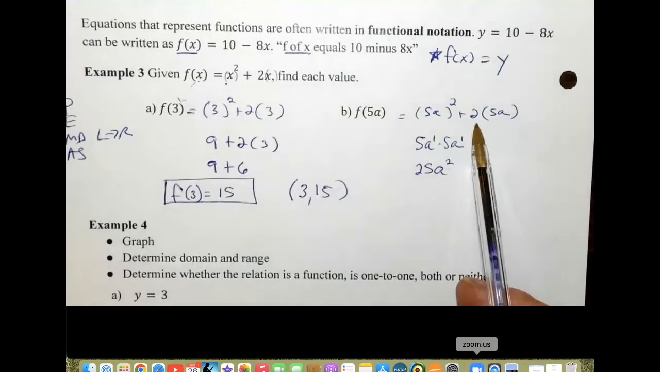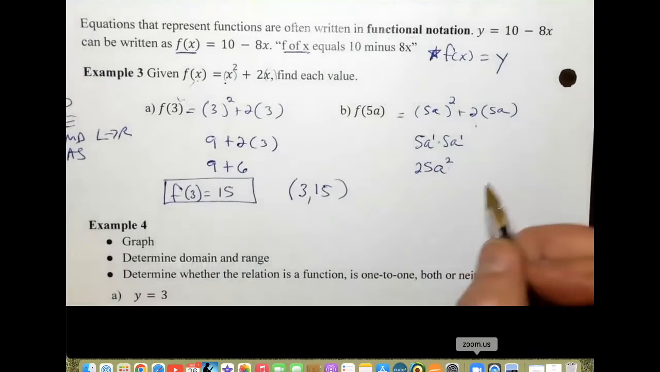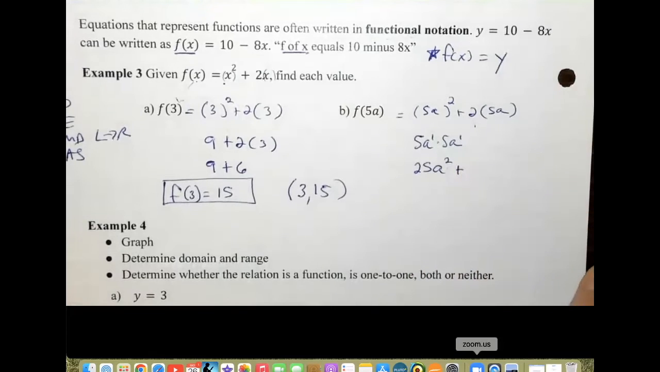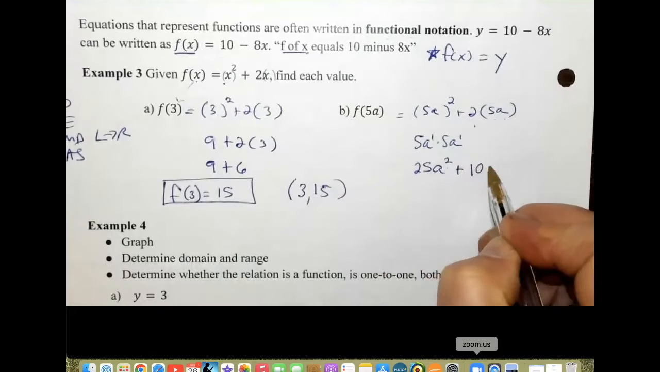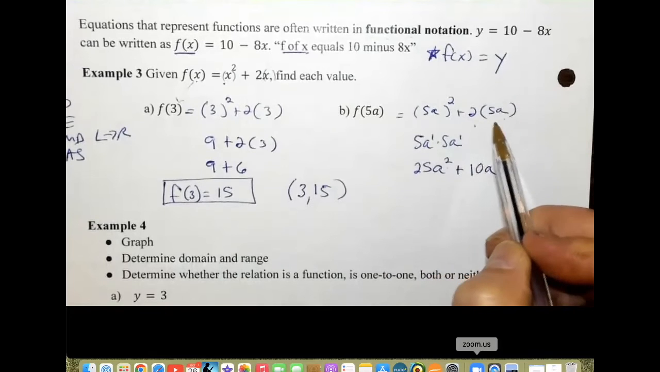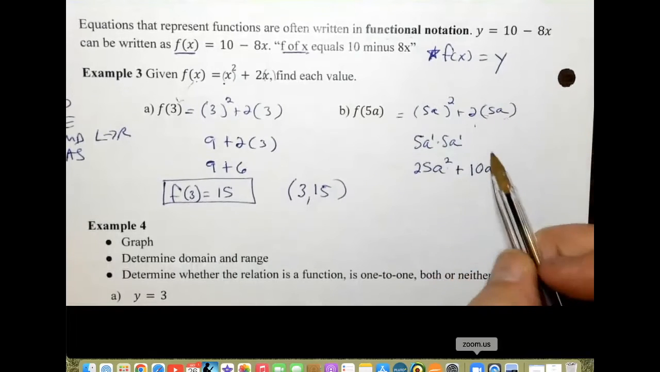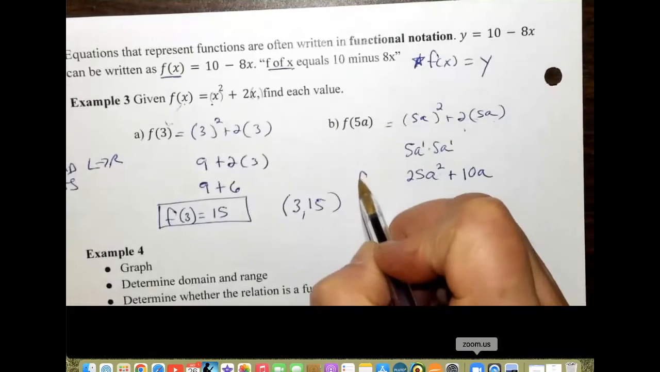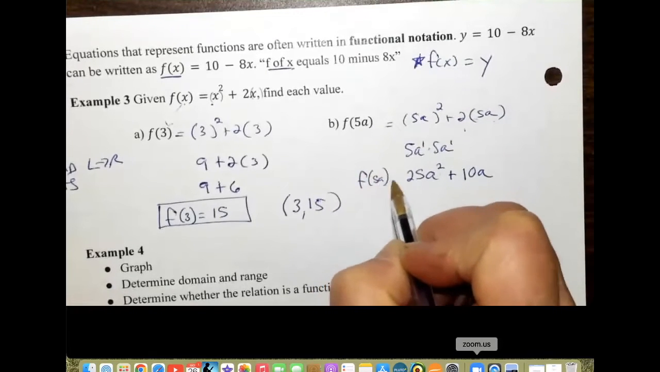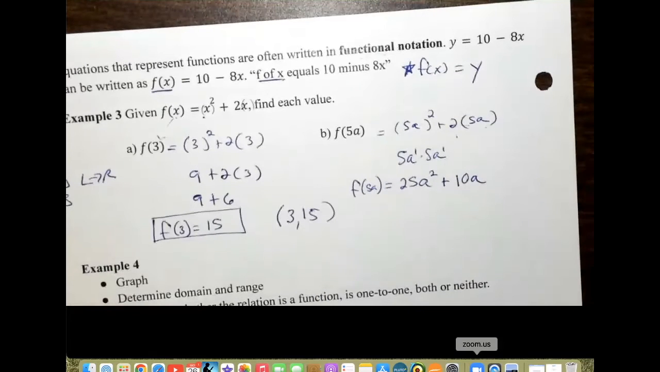Now, what about the next part? What's 2 times 5a? 10a. That's it, 10a. 2 times 5a is 10a. And we did do stuff like that in algebra. So we found that f of 5a equals 25a squared plus 10a.